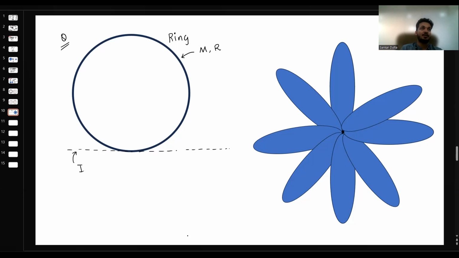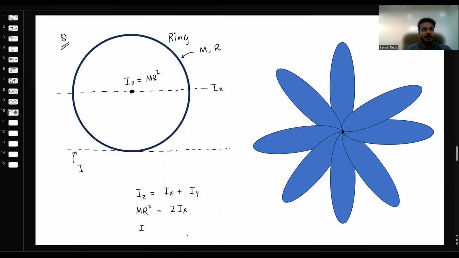Okay. My first question to you is, do we know the moment of inertia about the center? If there was an axis passing through the center, into the plane like this, do we know the moment of inertia for that? Let's call this Iz. It will be just mr squared. Now use the perpendicular axis theorem to tell me the moment of inertia about this x-axis. Iz is equal to Ix plus Iy, but because it's a symmetrical body, Ix is equal to Iy, and Iz is mr squared. So mr squared equals 2 times Ix. So your moment of inertia about the x-axis will be mr squared by 2.